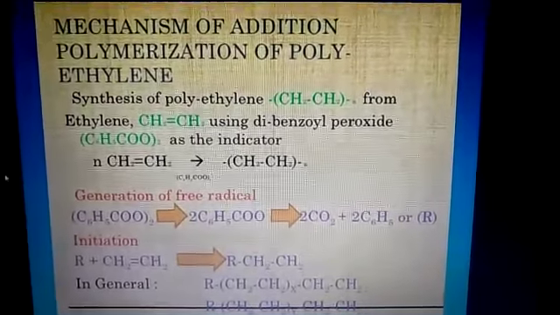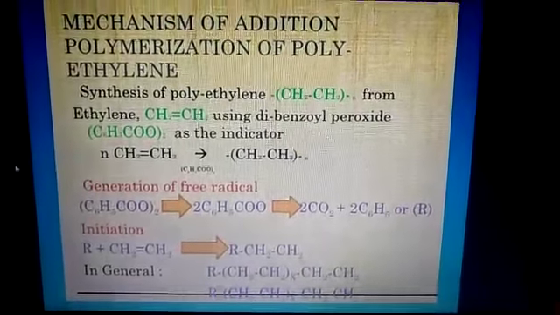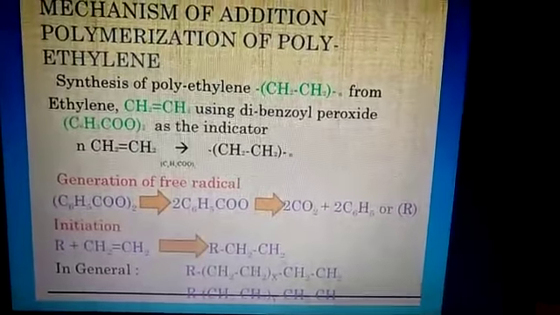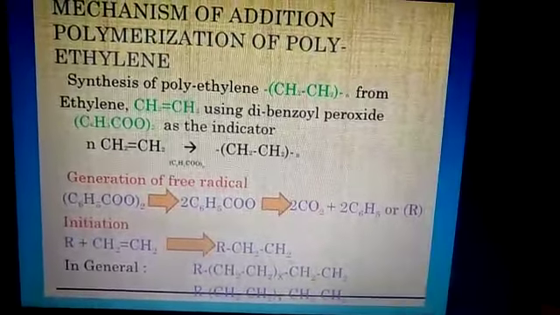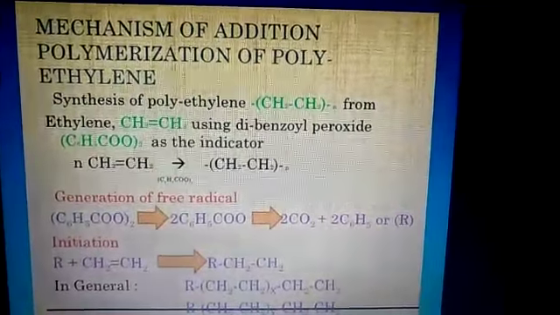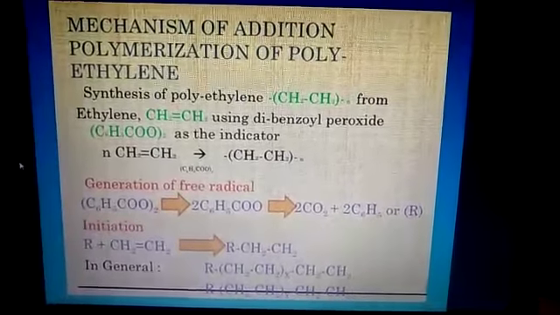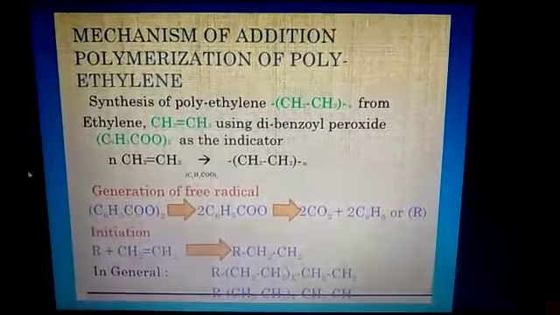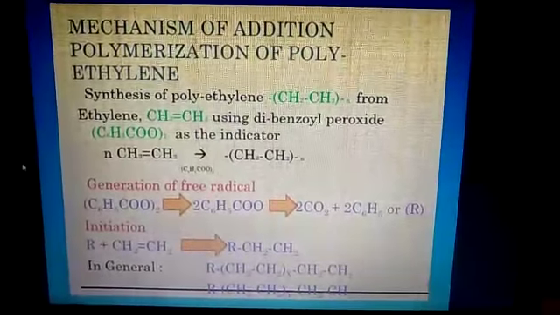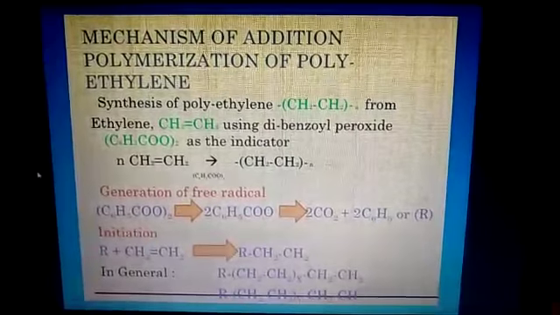Now it will take place in three steps: initiation, chain propagation and chain termination. In the last step, the growing free radical chain gets terminated by the reaction which consumes these free radicals either by combination or by disproportionation. These are called chain termination steps.